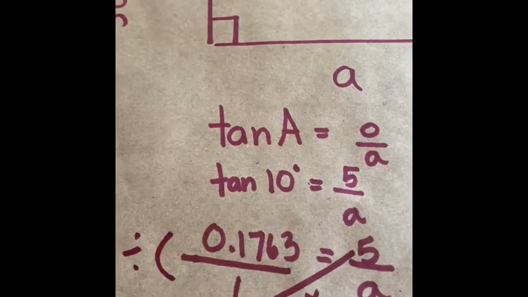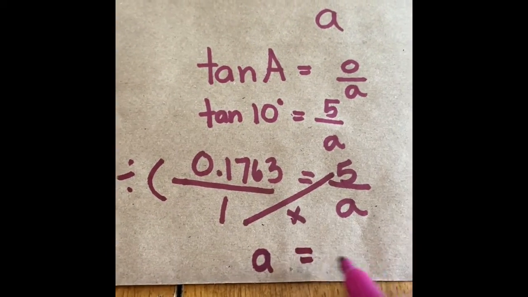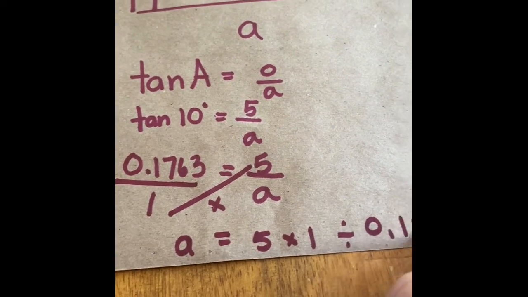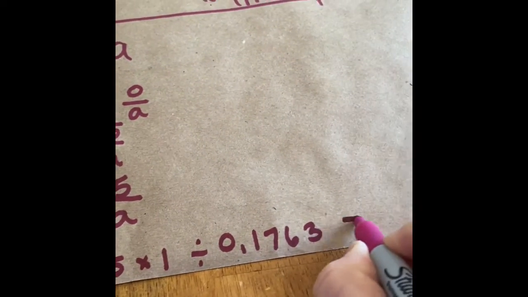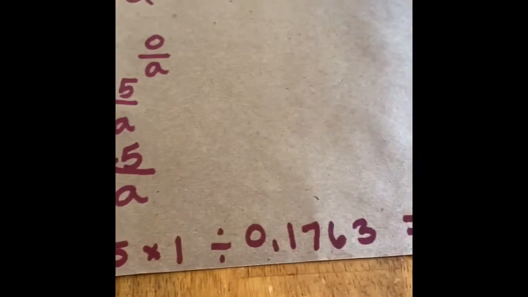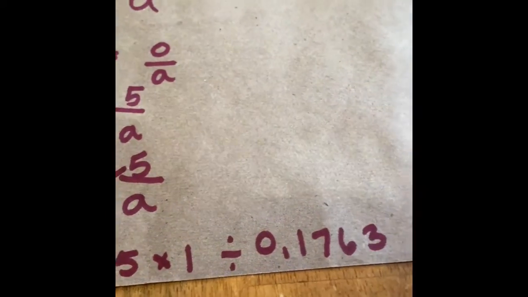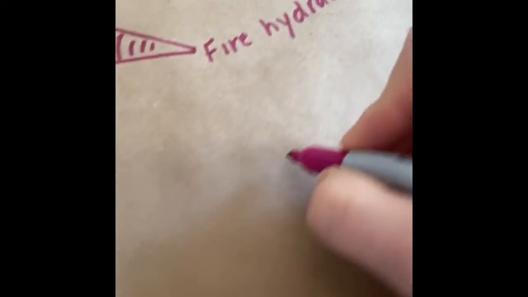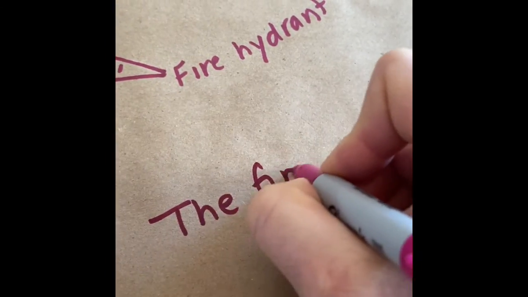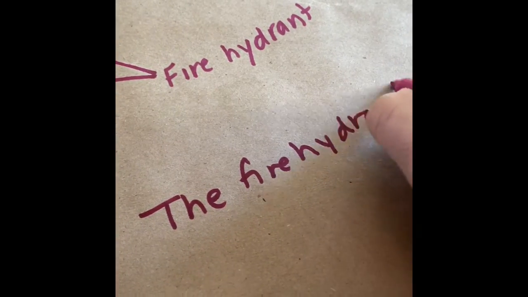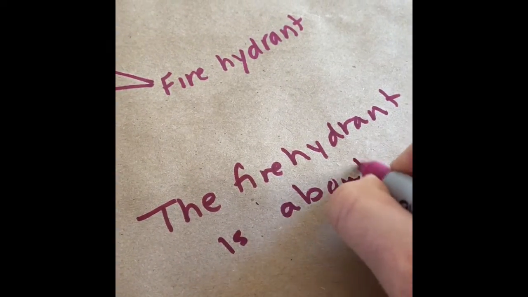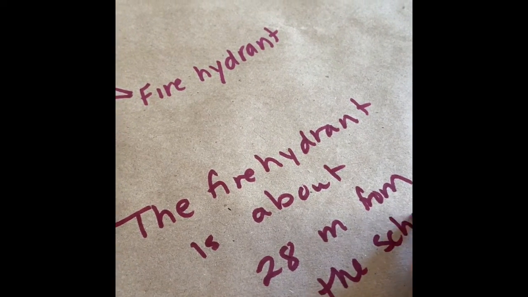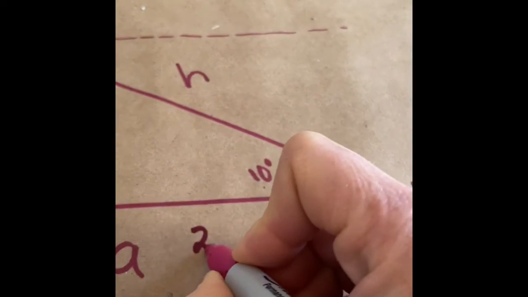What I'm going to do when I have 3 numbers is multiply the diagonals, and divide by the other number, which means that A is going to be equal to 5 times 1 divided by 0.1763. And I believe if I use my calculator, that's going to give me about 28. So that means the fire hydrant is about 28 meters from the school. That's what my A is, 28.